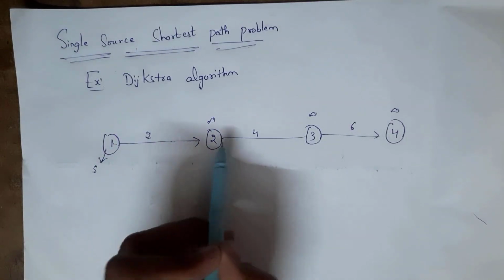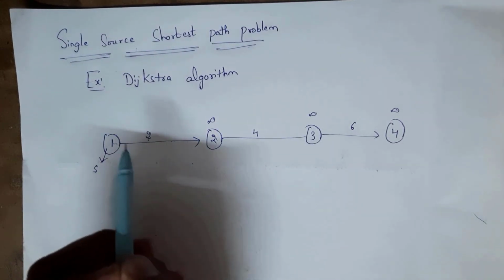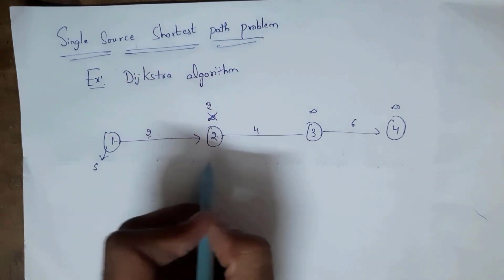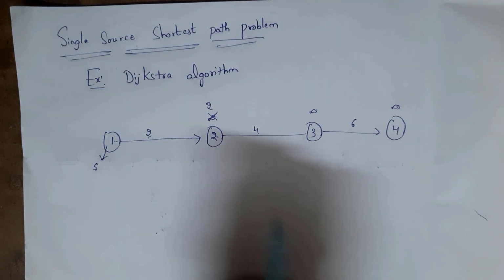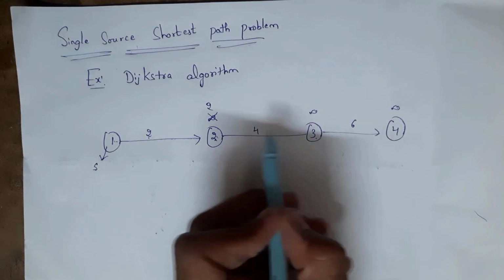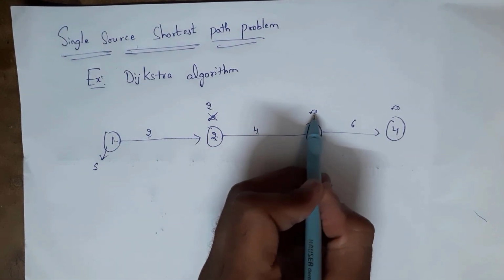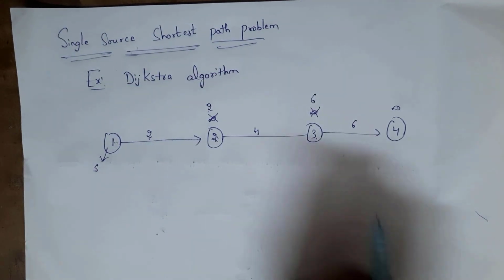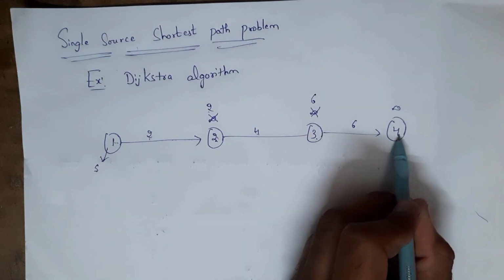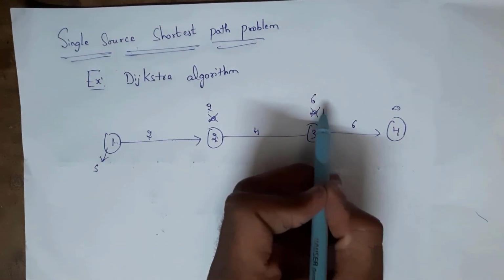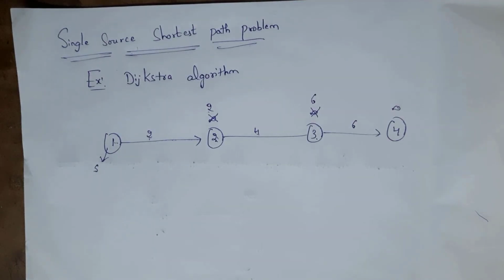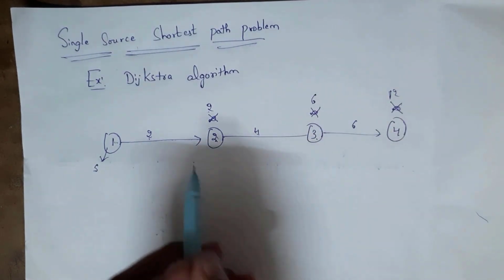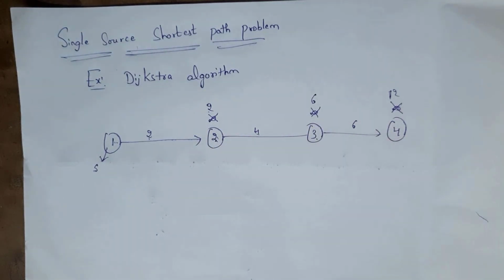Now from node 1 to node 2, distance is 2. So replace this infinity with 2. I visited this node 2. Similarly, from node 2 to node 3, distance is 4. So we need to replace this infinity with 2 plus 4, that is 6. And similarly, distance from node 3 to node 4 is 6 plus 6, that is 12. So I am replacing this infinity with 12. Now I visited node 2, node 3, node 4. I visited all the nodes.